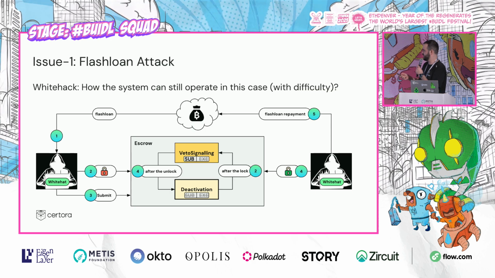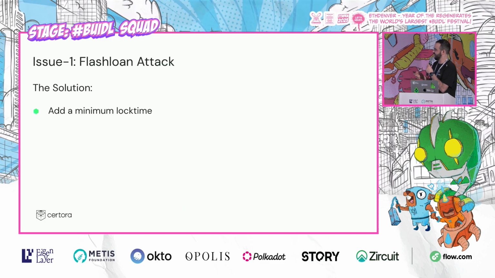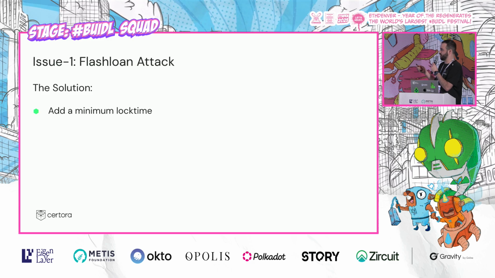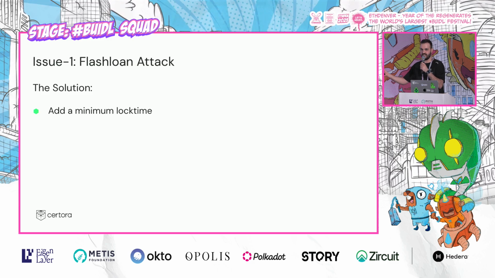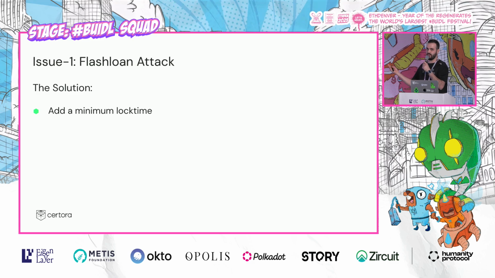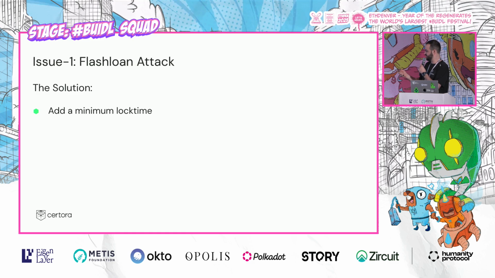So how do we solve this? The first solution is to just add a minimum time block. A minimum time block is very, very simple. Whenever you lock funds, you cannot unlock them immediately. Let's say you wait for an hour, and then you can unlock it. So that solves everything, right? There are no more flash loans. The problem is solved, right?